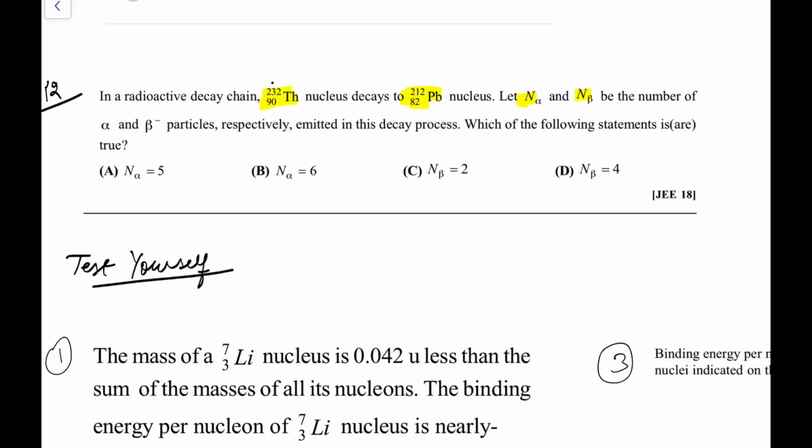So first of all, for such questions, see the change in mass number. It is changing by 20. 20 means there will be 5 alpha, because mass number changes only in alpha, and 1 alpha changes it by 4. So Na will be 5.